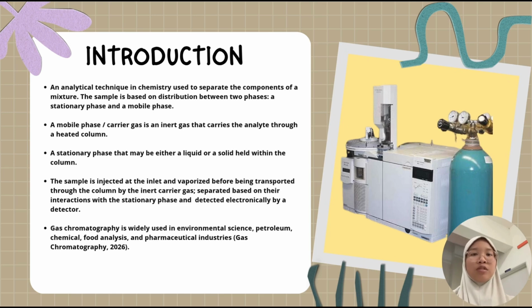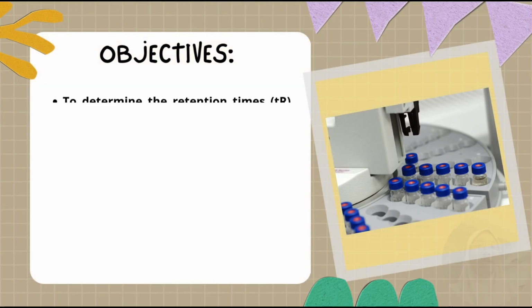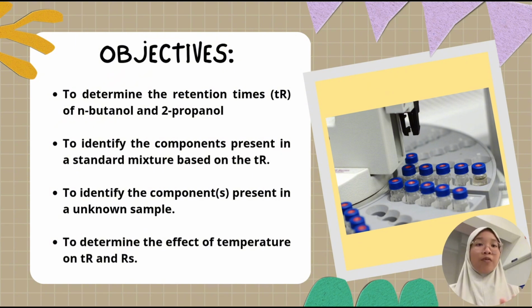control, and pharmaceutical research. Next, the main purpose of this presentation is to provide a clear understanding of gas chromatography. Specifically, this presentation aims to determine the retention times of N-butanol and 2-propanol. The second one is to identify the components present in the standard mixture based on the retention time. The third one is to identify the components present in an unknown sample. The last one is to determine the effect of temperature on retention time and resolution.